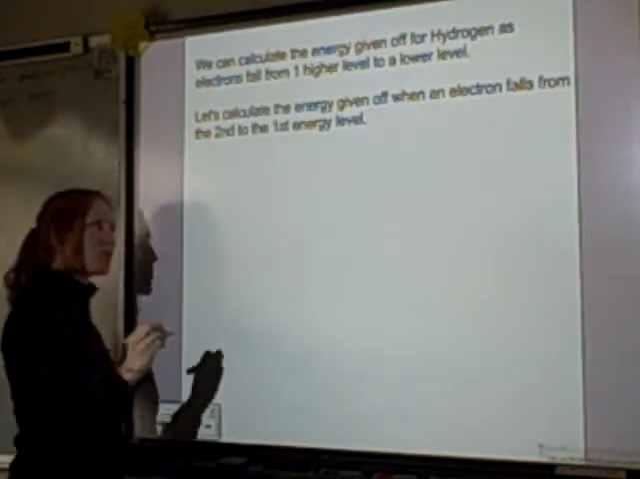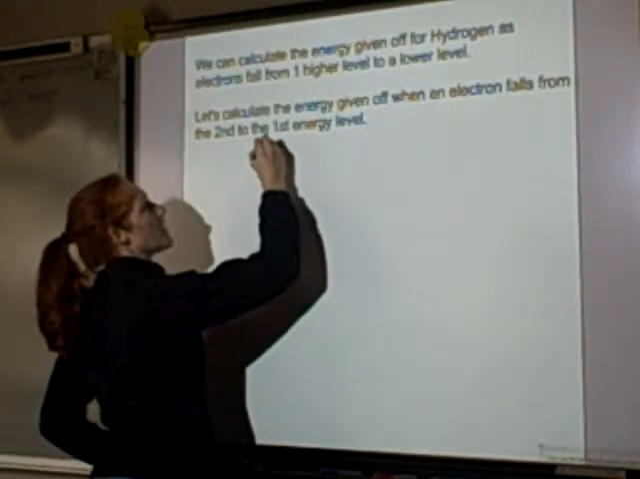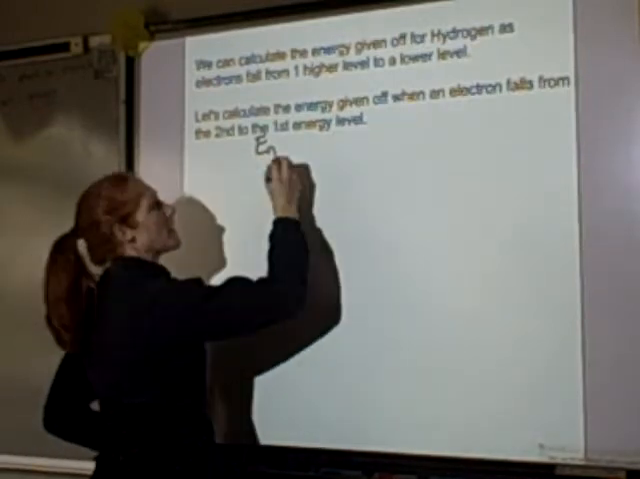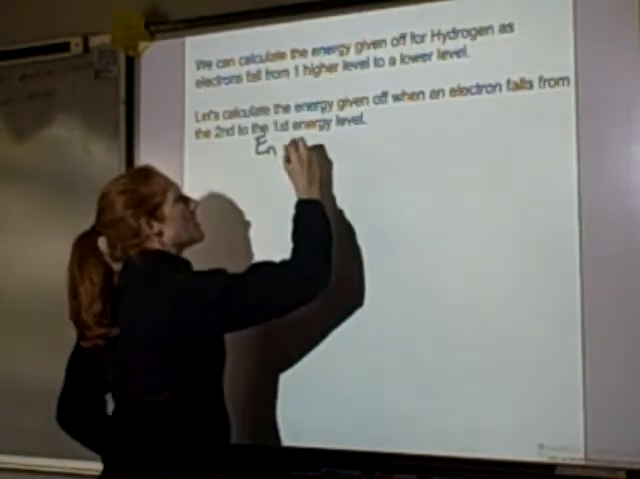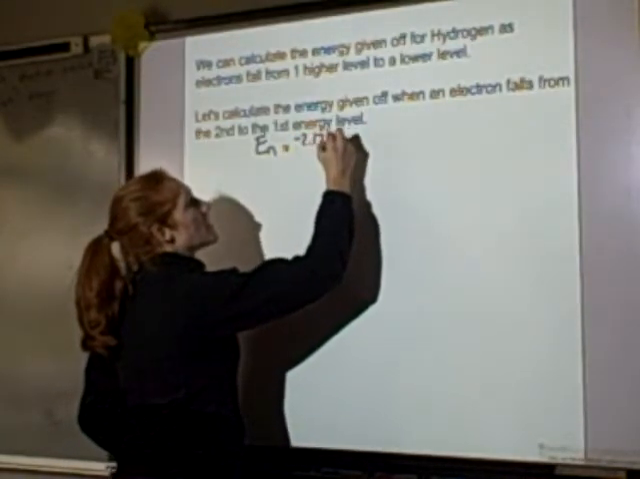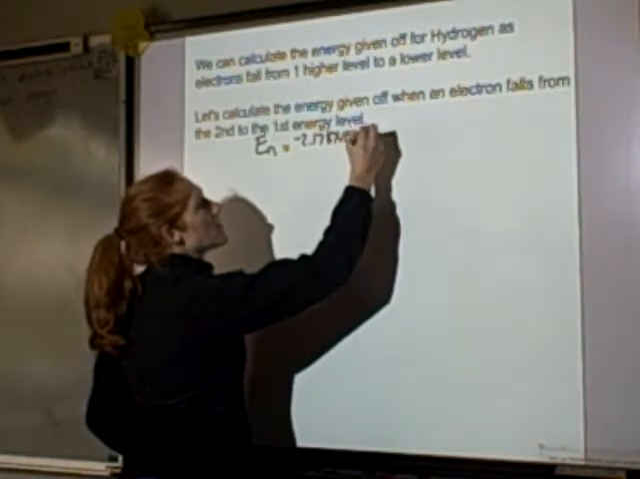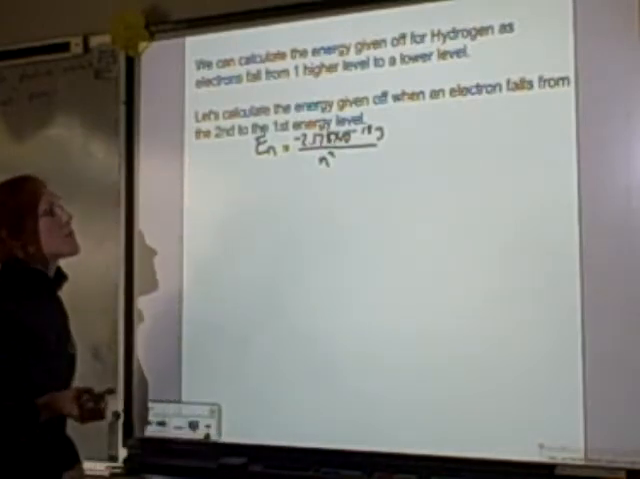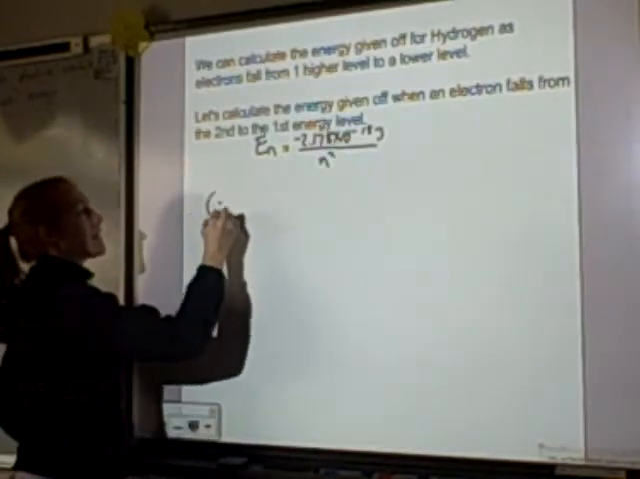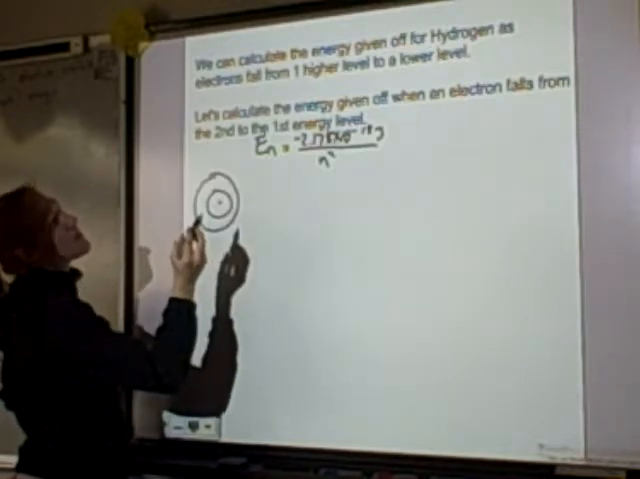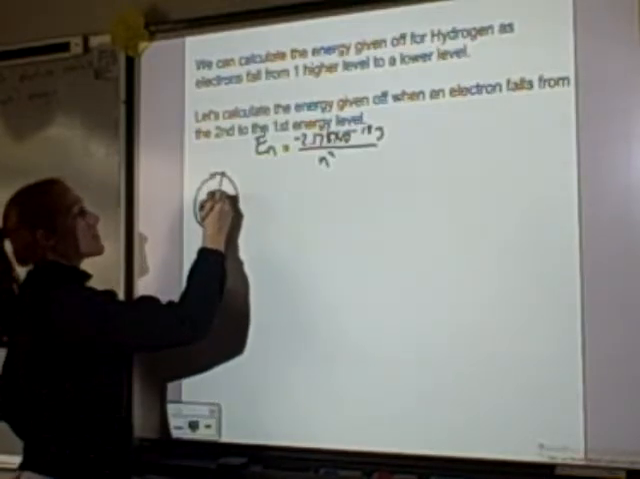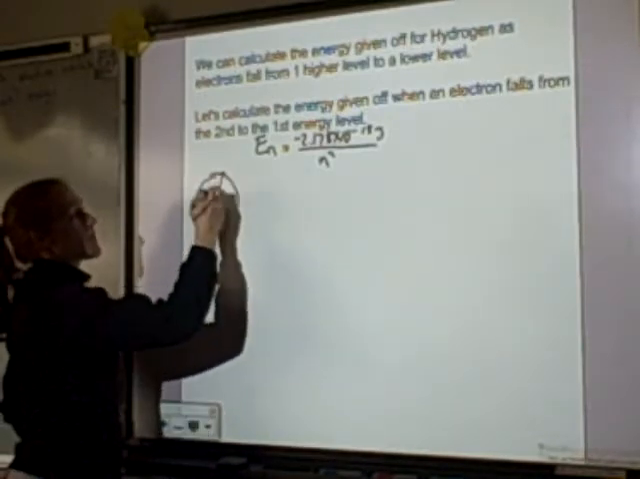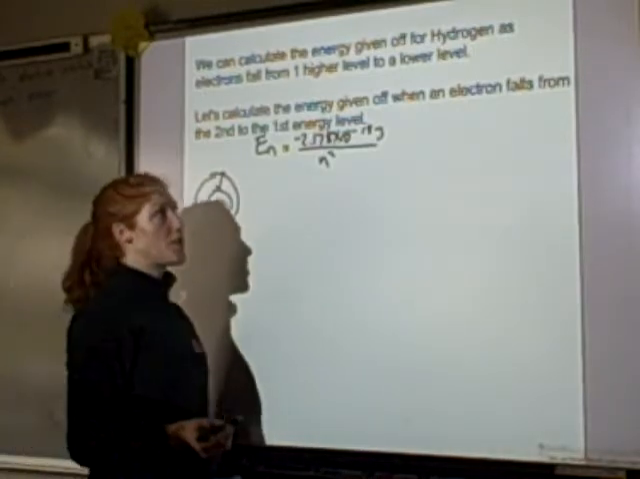There's an equation on your formula sheet, and it is a way of calculating the energy at any principal energy level. At any energy level, this is the principal quantum number, n. So the energy is always going to equal negative 2.178 times 10 to the negative 18th joules, divided by the energy level squared. So we're going to see what happens when an electron goes from the second energy level down to the first. It's going to be giving off energy as it loses potential energy, going from the second energy level to the first. So we want to find what that change is.